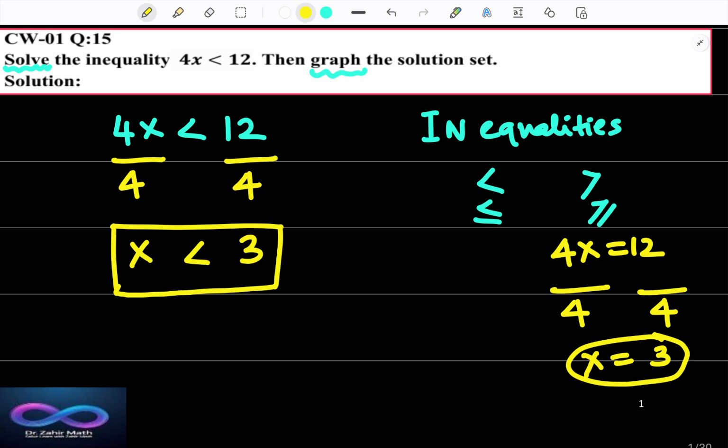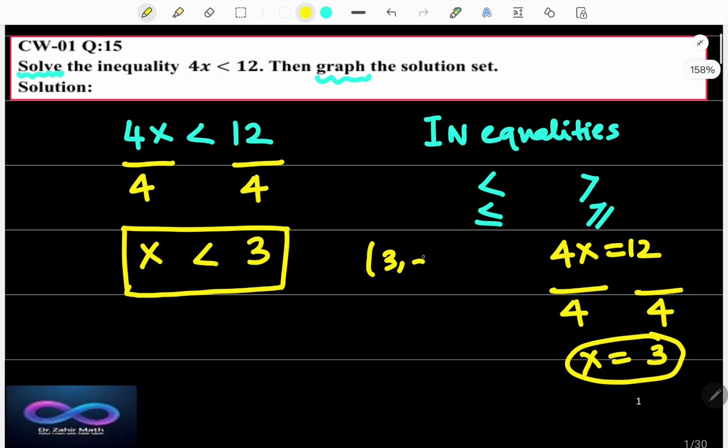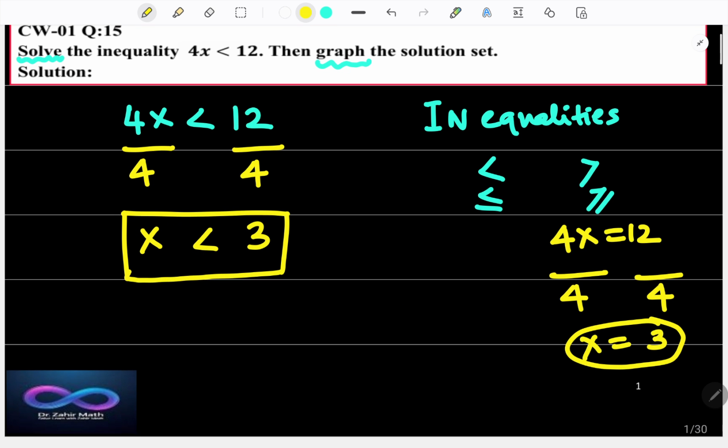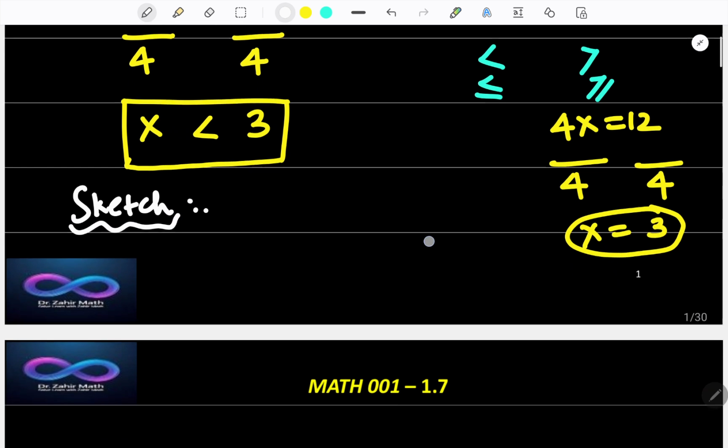Why is it called a set, teacher? Because x less than 3 means it goes down to what? Minus infinity. So usually we write negative infinity comma 3, something like that. But no need of all these things. We can just write x less than 3. The next step is we are going to sketch. X is less than 3.